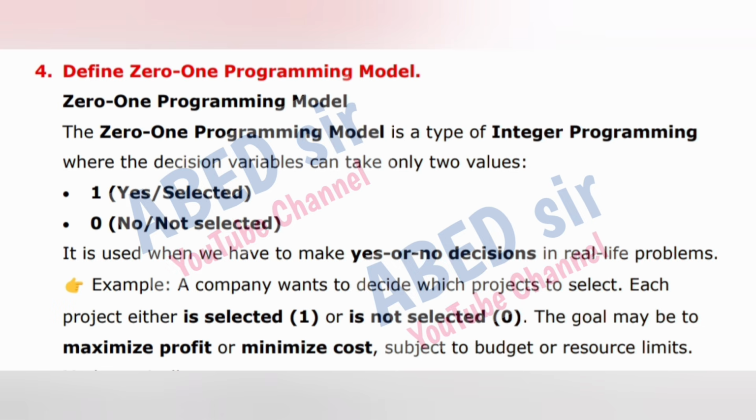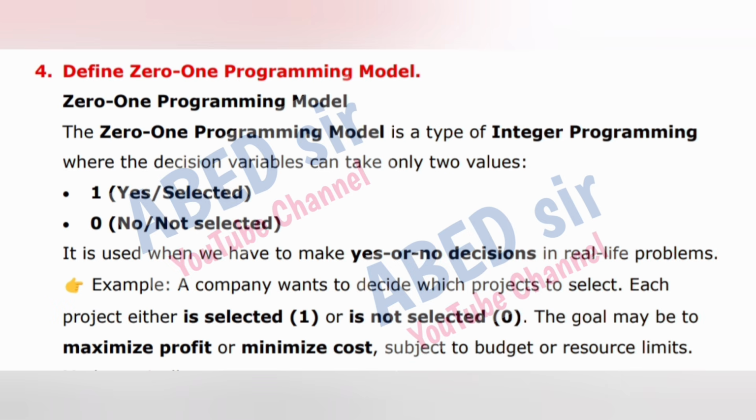Define 0-1 programming model. The 0-1 programming model is a type of integer programming where the decision variables can take only 2 values. 1: yes, selected. 0: no, not selected. It is used when we have to make yes or no decisions in real-life problems. Example: a company wants to decide which projects to select. Each project either is selected, 1, or is not selected, 0.